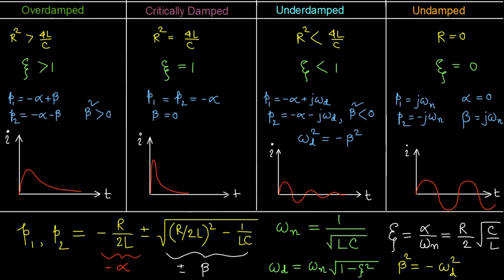So this is all about the transient in a series RLC circuit. In our next lecture, we will discuss the parallel RLC circuit.